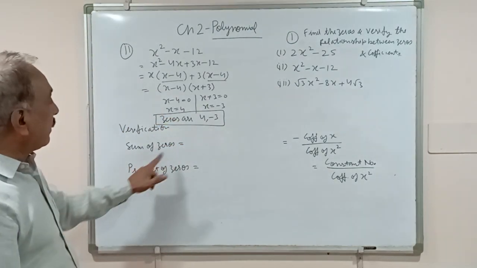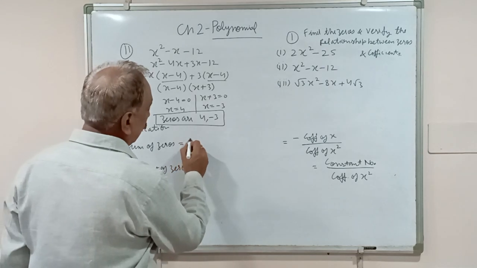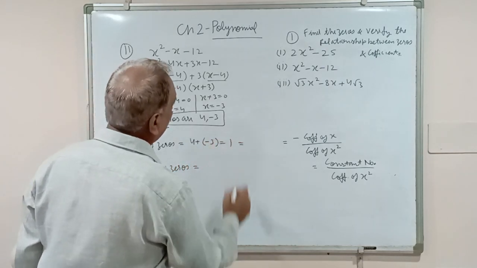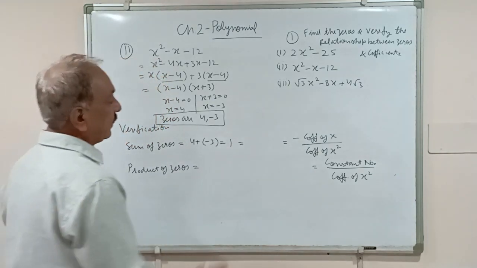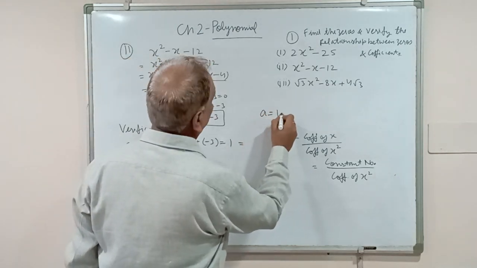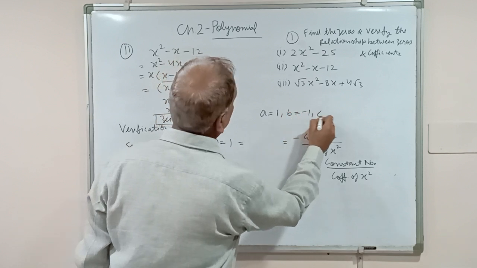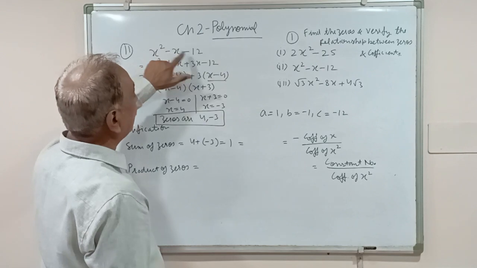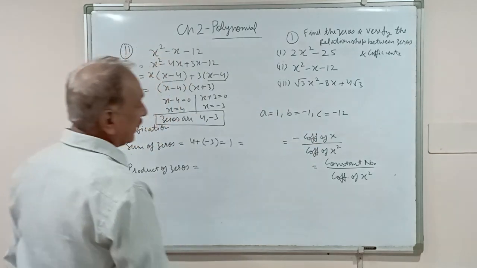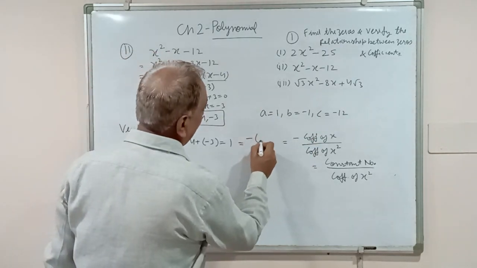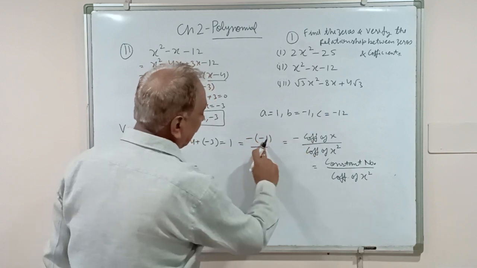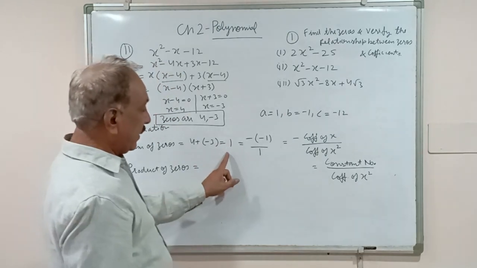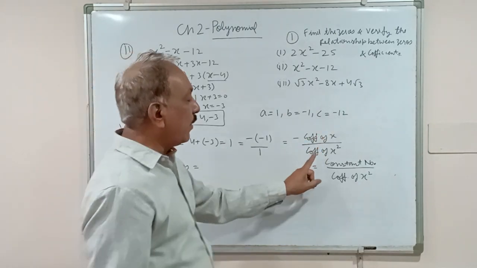Then verification. Sum of zeros: 4 plus minus 3 is 1. According to the formula, a is 1, b is minus 1, c is minus 12. This is minus b upon a. b is minus 1, so minus minus 1 upon a is 1. This is coefficient of x upon coefficient of x square.